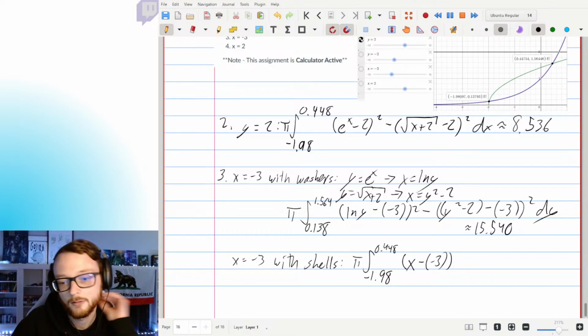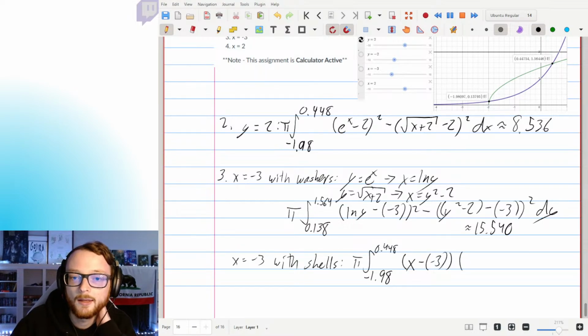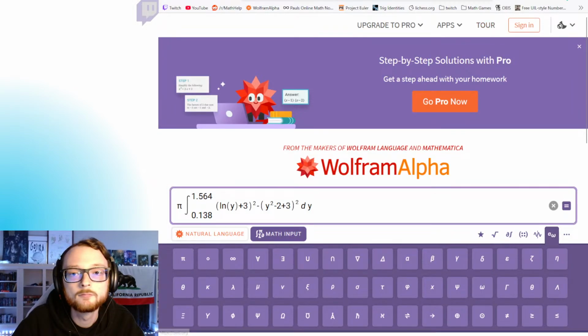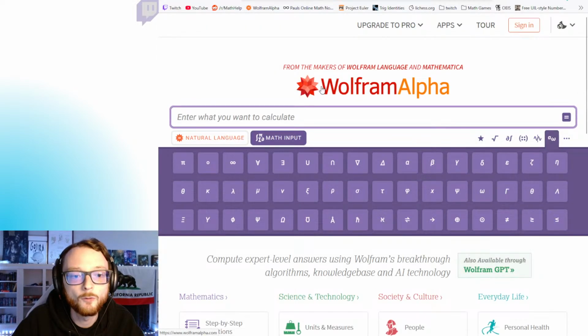Yeah. The height is now, okay, it's finally the square root's turn to be the upper function. Root x plus 2 minus e to the x dx. What does that come out to be? Do yet a third Wolfram link.